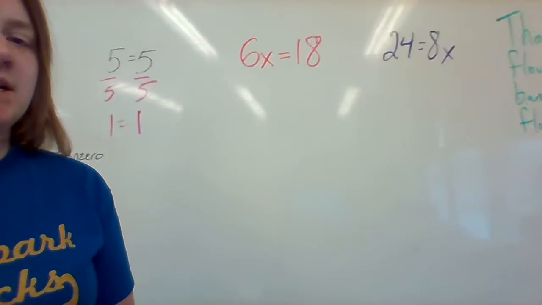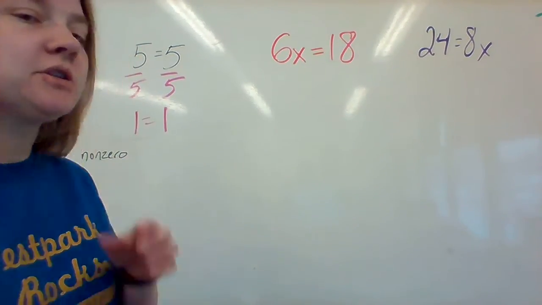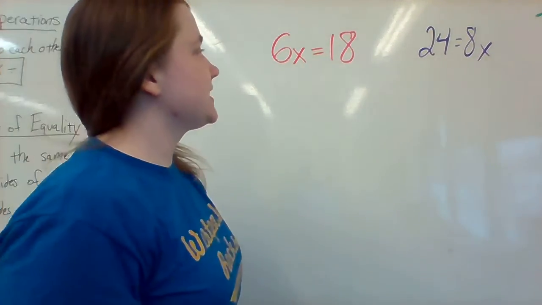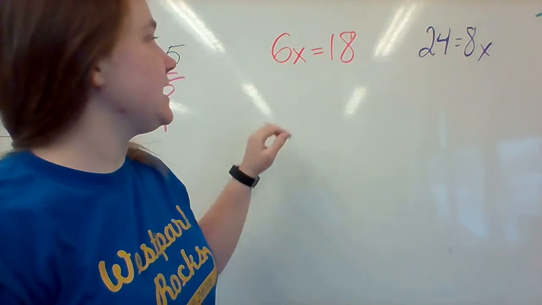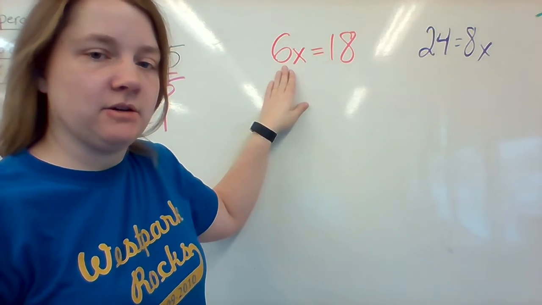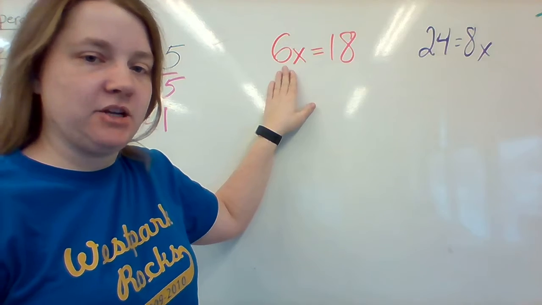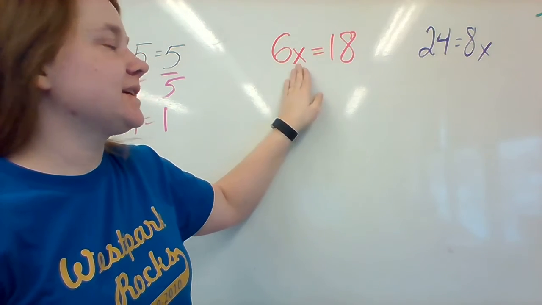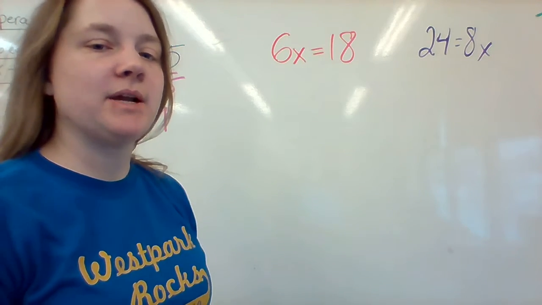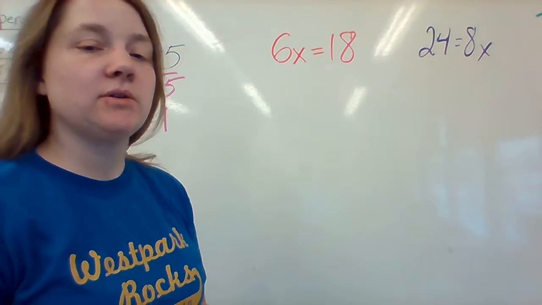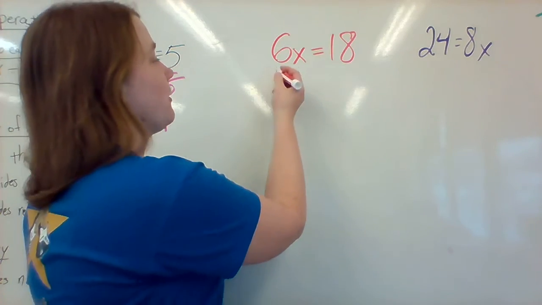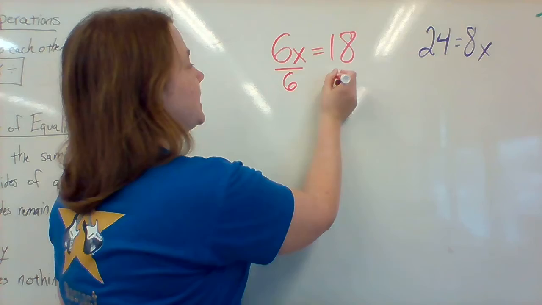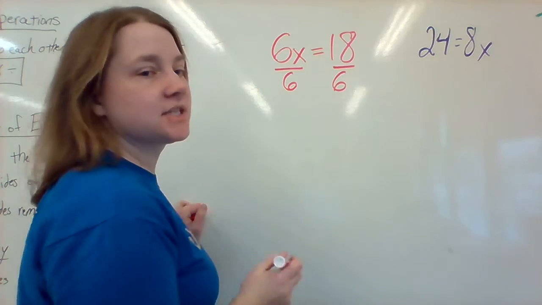Let's go ahead and take a look at these two equations. We have 6x equals 18. There is no sign here. No sign means multiplication. So when I'm multiplying 6 times x, the only way to undo that to get x alone is to divide by 6. So I'm going to divide by 6 on both sides.